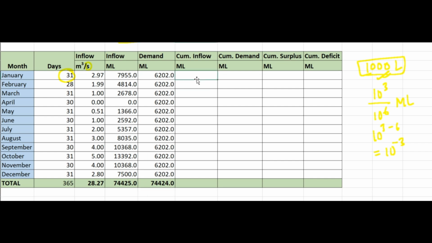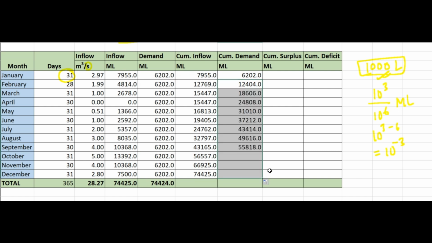Now for the cumulative inflow, we need to add this respective value, right? So for the inflow, this is the first one, now equals to this one and this one, right? For the cumulative inflow. Now if I drag this, it will just give me the cumulative value. And also for the demand, equals to the first one, which is the same as the demand, right? The second one is this previous value plus new value, right? For this and February. Now let's drag this value. So it will be 74424.0 in the last class, right? So this is the value.